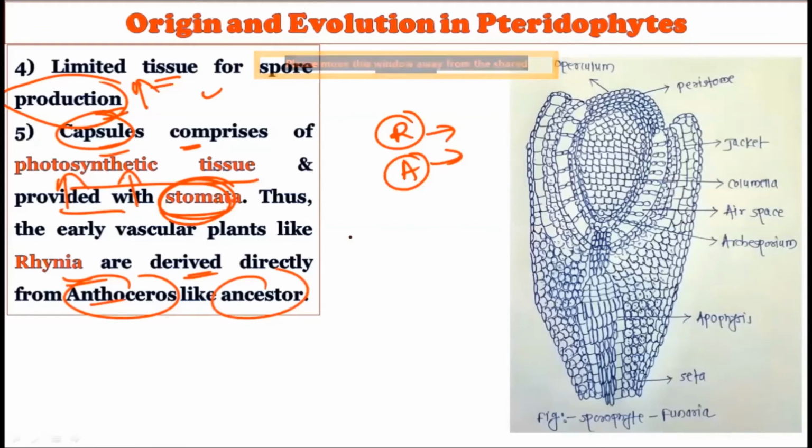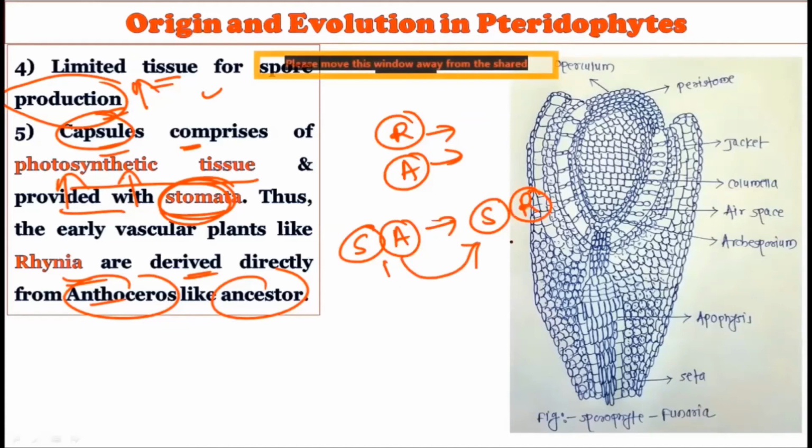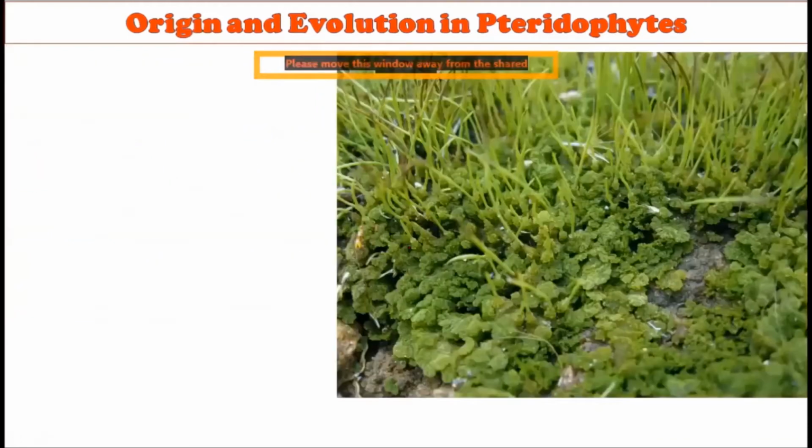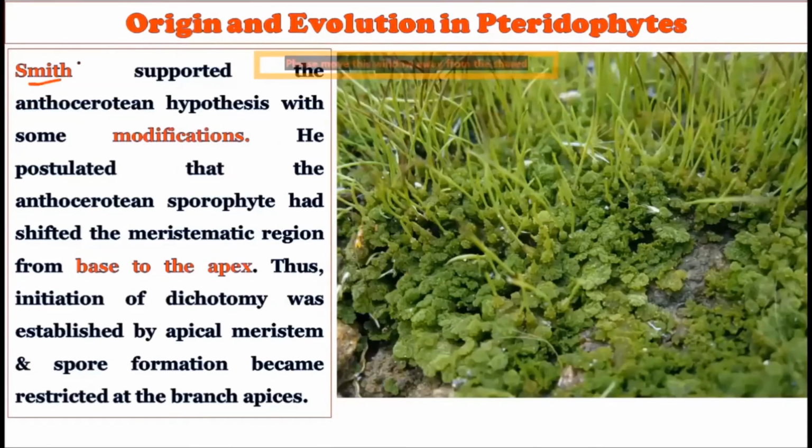So according to the Anthocerotian theory, there is a sporophyte of Anthoceros, and there is a sporophyte of the early vascular plant like Rhynia, and they show remarkable matching with each other. They show alike morphological and anatomical features, and that is why this theory says that Anthoceros-like ancestors were there to create the pteridophytes out of the bryophytes. Now consider, Smith, this author, strongly advocates the Anthocerotian hypothesis, that is, the pteridophytes originated from the bryophytes, but with some modification.